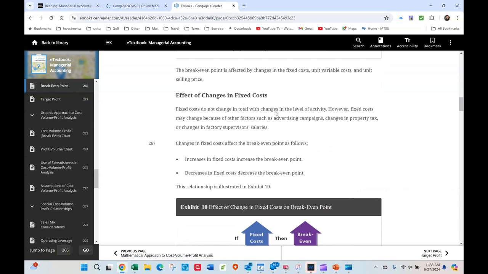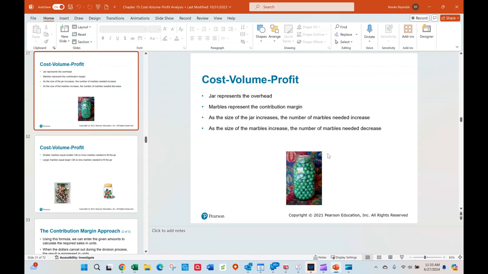And what happens to fixed cost? Effect of changes in fixed cost. Let me show you one other thing here. Now you should think of a jar of marbles. The jar represents your fixed costs, and the marbles represent your contribution margin. So, how many marbles or break-even units, how many units do you need to fill this jar? So, how many units do you need to cover your fixed costs?